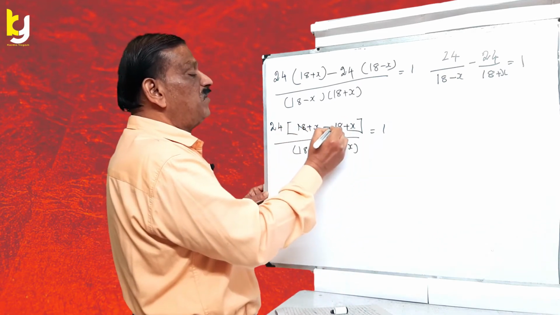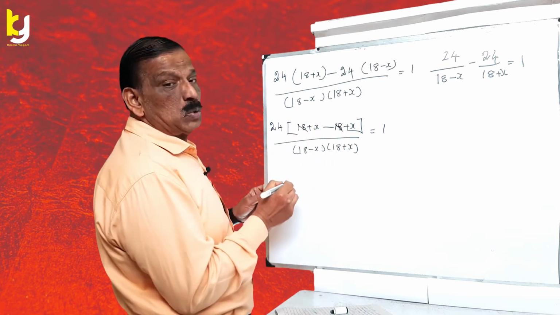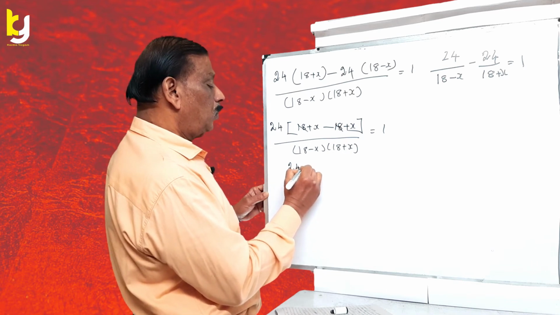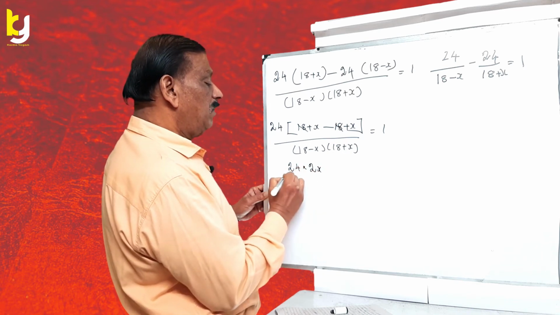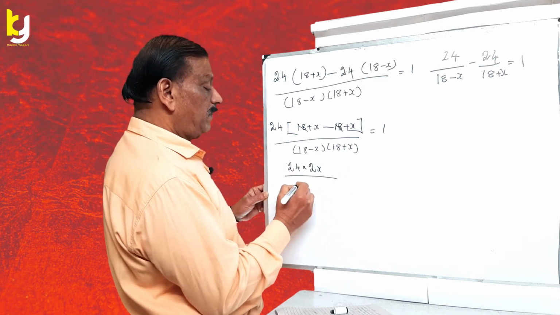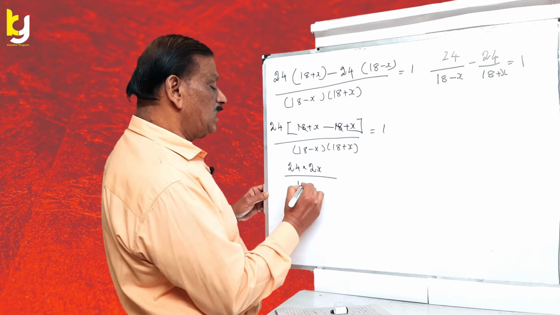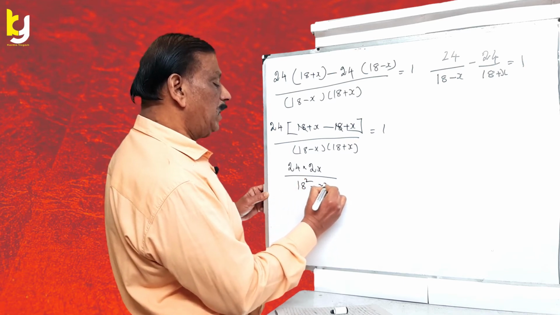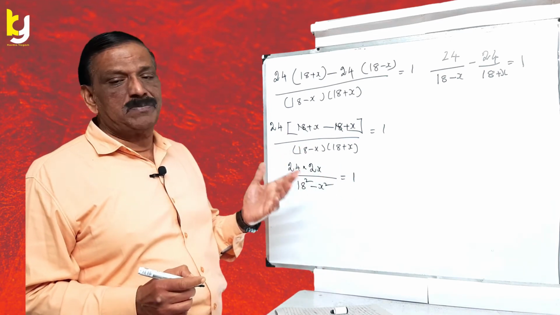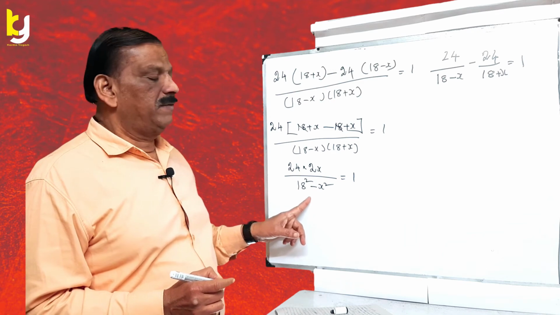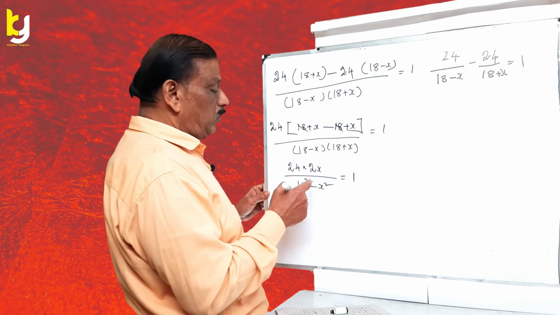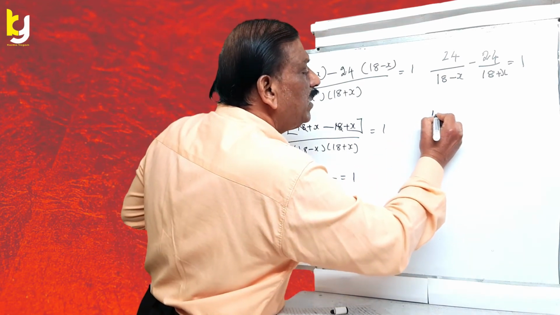Plus 18 minus 18 cancel. x plus x is 2x, so that is 24 into 2x divided by 18 minus x into 18 plus x, equal to 1. This is in the form of a minus b into a plus b, that is a square minus b square, so 18 square minus x square. 24 into 2x is equal to 48x.